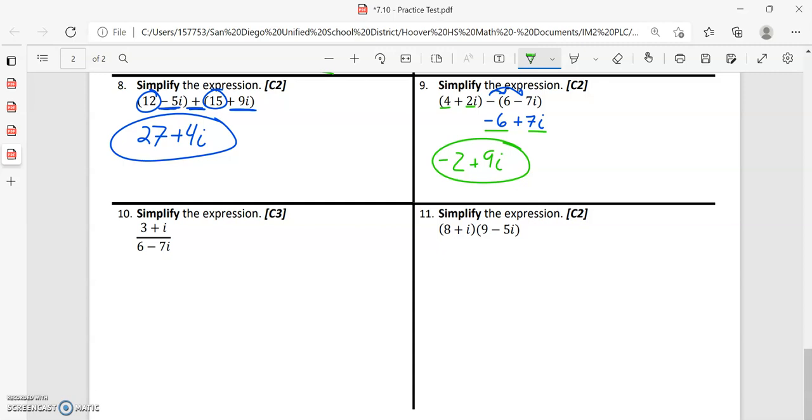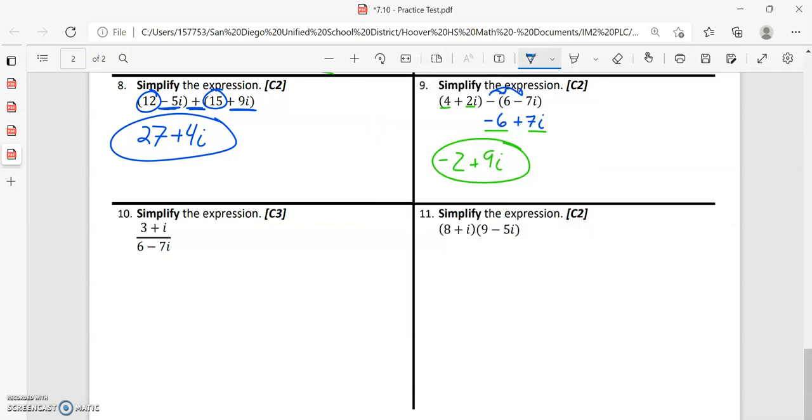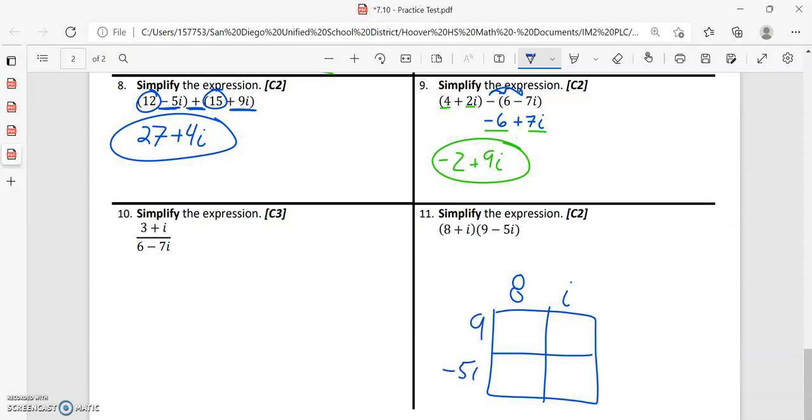We have a division and a multiplication. I'm going to do number 11 first. I'm going to multiply first because division actually has multiplication in it. So we get a box, and we have 8 and i, 9 and negative 5i.